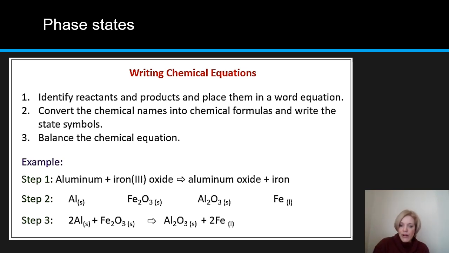You will identify reactants and products in your word equation. All right. Then you will convert them into the chemical names. And sometimes naming and writing formula is a bit tricky. We get into that in lesson 3. And you write in the phase state symbols. Then you balance. So you don't just balance straight away. When you get given that word equation, you convert to chemical equation. All right. You include the phase, and then you balance.